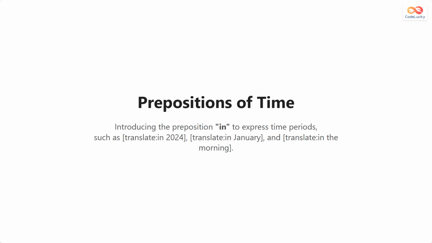Prepositions of time are words we use to say when something happens. In this lesson, focus on the preposition in. The preposition in is used for longer and larger periods of time. Examples include using in with years like in 2024, months like in January, and parts of the day like in the morning.